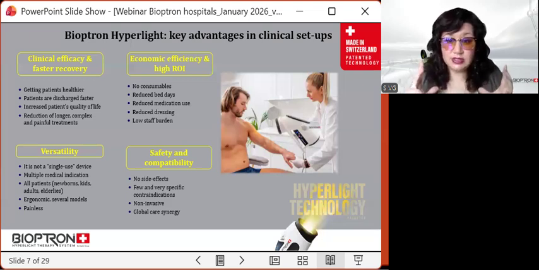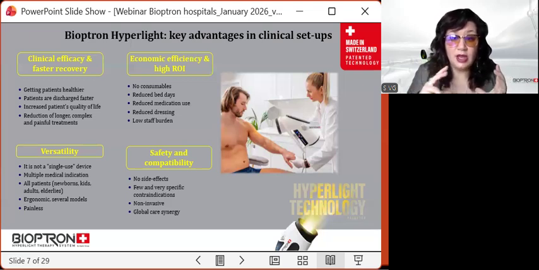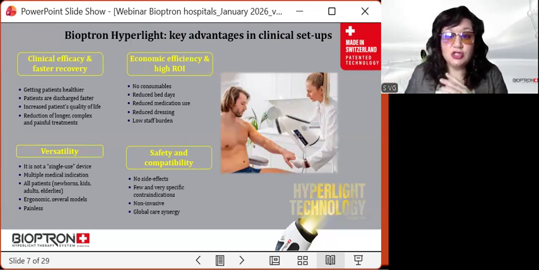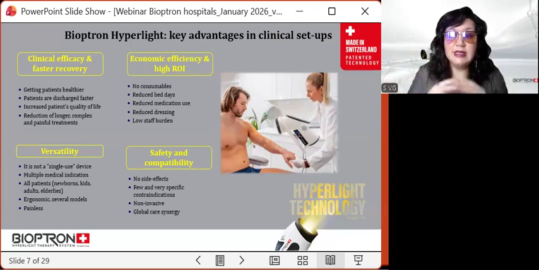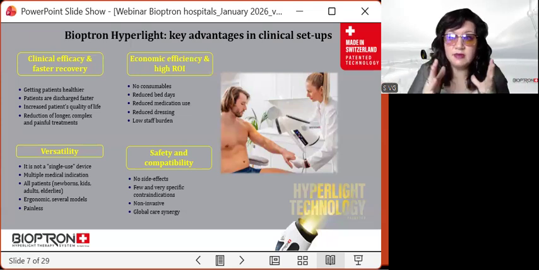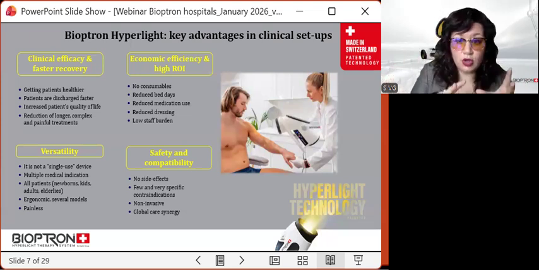You have fantastic results. You don't need a nursing staff for an extended period using the device. Bioptron devices have a big versatility. With one device, you can use it for multiple departments. Bioptron devices are not a single-use asset. It's a multidisciplinary tool, as you have seen, that can be moved from one unit to the other.